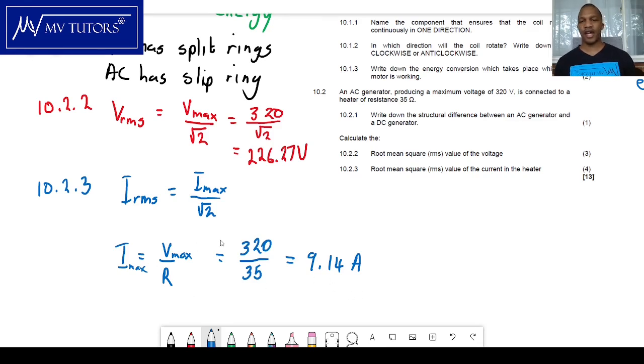And then having solved your Imax, you can then come back. Actually, let me write it this side. You can then come back to our RMS, because now we have the variable that we needed, which is Imax, and Imax we just solved to be 9.14 divided by the square root of 2. Put that in a calculator and then you'll find that you get 6.46 amperes. There we go.